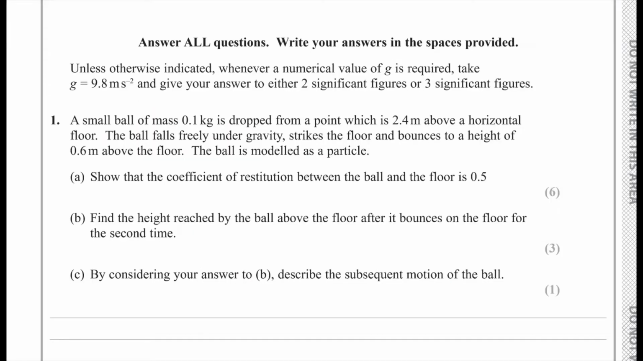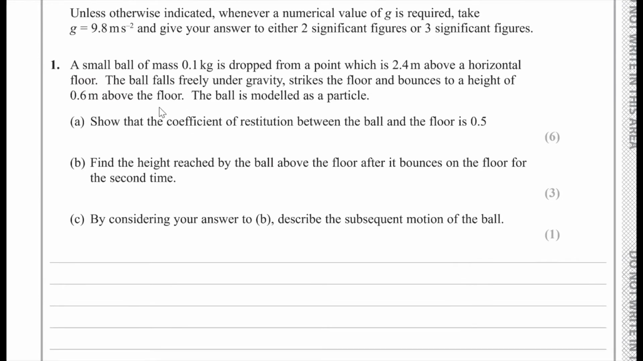Question 1. A small ball of mass 0.1 kilograms is dropped from a point which is 2.4 meters above a horizontal floor. The ball falls freely under gravity, strikes the floor and bounces to a height of 0.6 meters above the floor. The ball is modelled as a particle, and for part A, we have to show that the coefficient of restitution between the ball and the floor is 0.5.